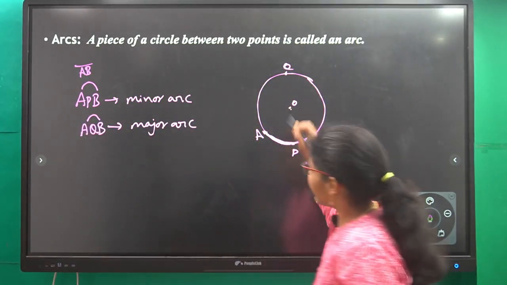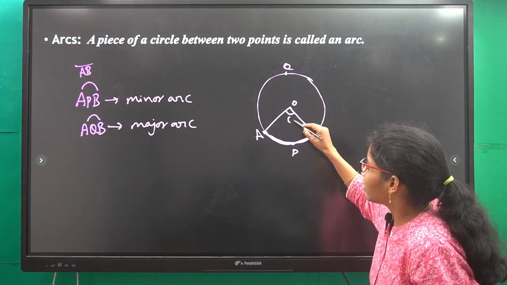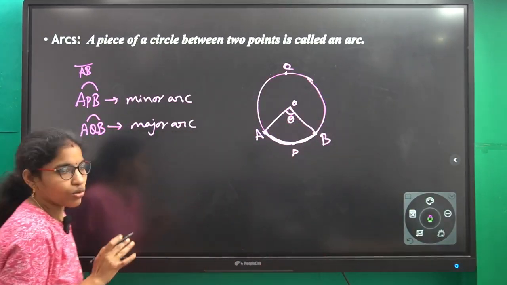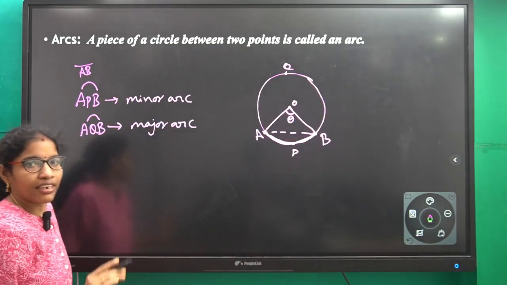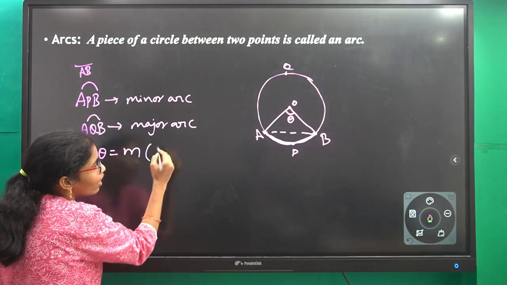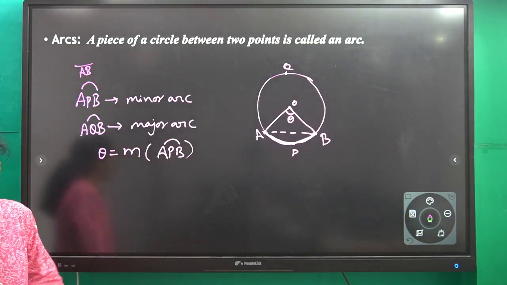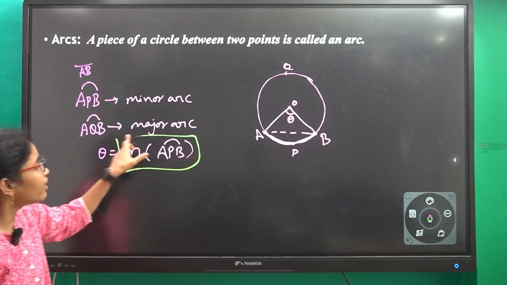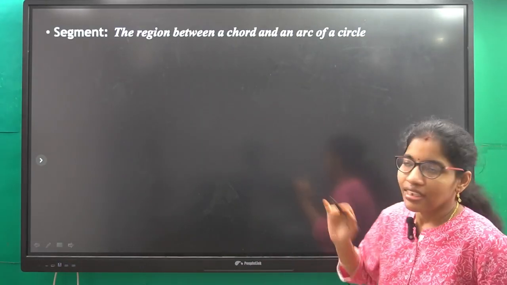So here suppose center is there, right? The angle made by this arc is called what? Theta. This is called the central angle also. Okay, either the chord or the arc made at the center is called what? Central angle. Here theta equals, you can represent like this, measure of arc APB. This represents arc APB. Okay, here measure of arc APB equals theta, which is nothing but the central angle theta. Clear this one? Right? So the next one is segment.